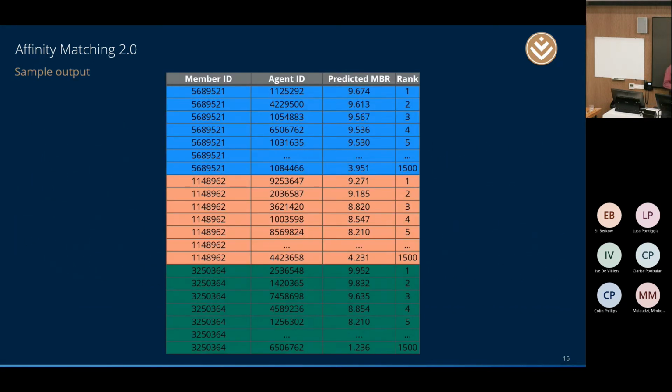Just to make it concrete, what does this output really look like? If we've got our database table over here, there's member ID, agent ID, predicted MBR value, and then just a numeric value assigning the rank from 1 to approximately 1,500, because that is how many agents we would have per member.